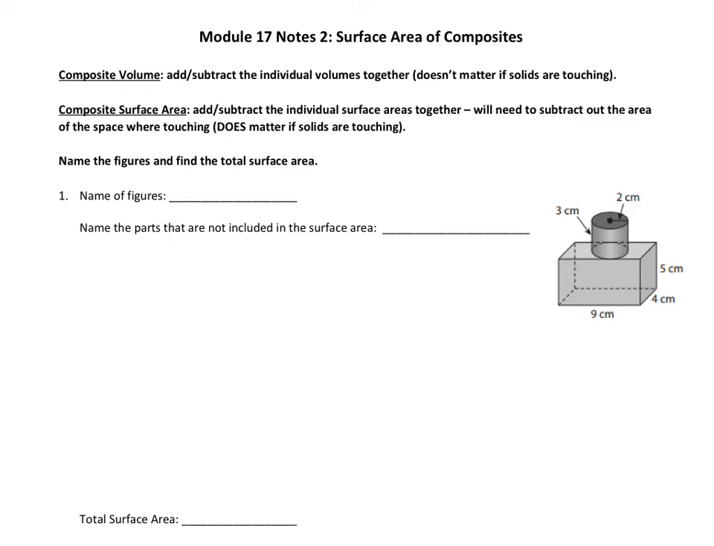Now remember, when we had done composite volume, it didn't matter if the shapes were touching or not. We could just add the individual volumes or subtract them if there was a hole inside of it, or if it was just laying on top like this one, we could just add the two together. But if it's surface area, you have to think of where we paint on the outside, and not all the areas we can see. So we need to either add or subtract some individual surface areas together, and if there is an area that is missing or that's touching, you'd have to subtract out that area where they are touching. And it does matter if the solids are touching, it makes a big difference on the surface area.